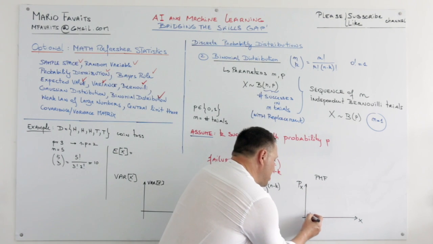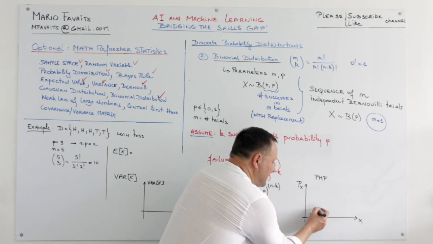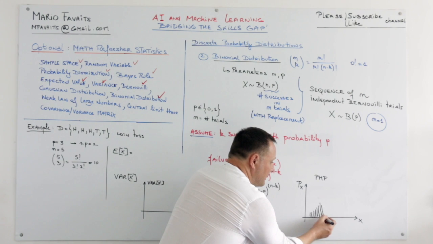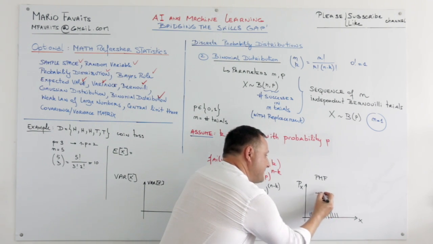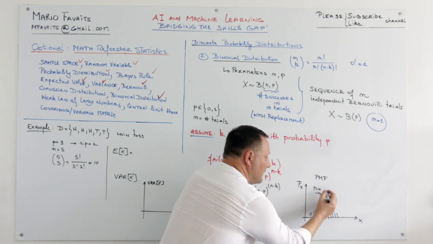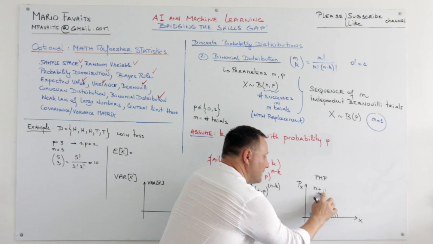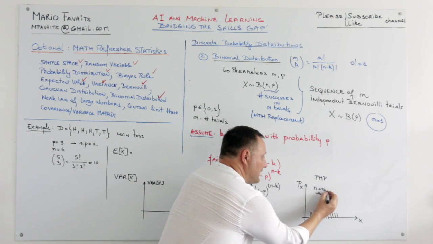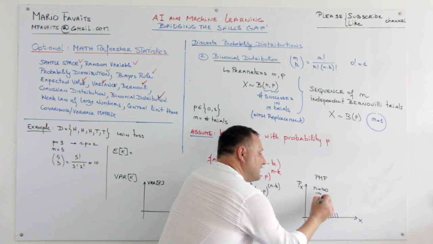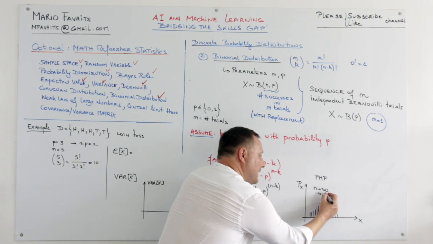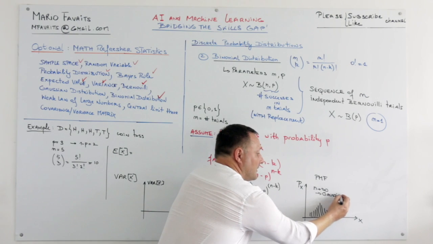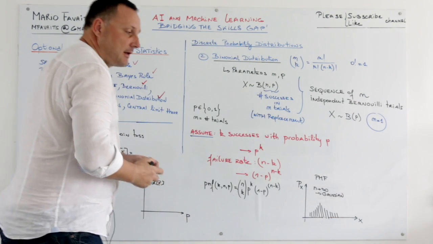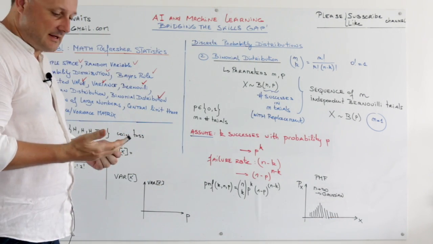And if you look at how this looks like, it's a little bit like this. So that means if n goes to infinity, this will actually converge to a Gaussian distribution. And we will see this in the next video.